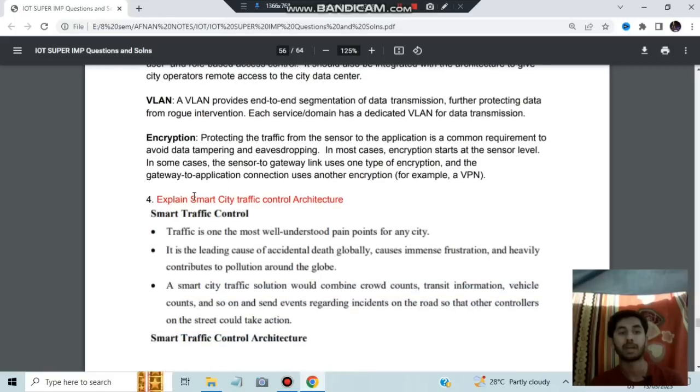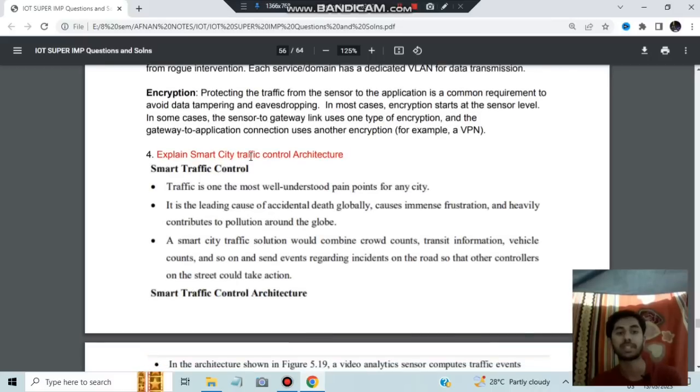Okay, next we have the smart city traffic control architecture. Basically, to control the traffic, you need to know the size of the vehicle, the number of vehicles traveling in one street, and how it can be optimized, and why the signals are made green or red. Basically, that type of architecture using sensors. That is only smart city traffic control.